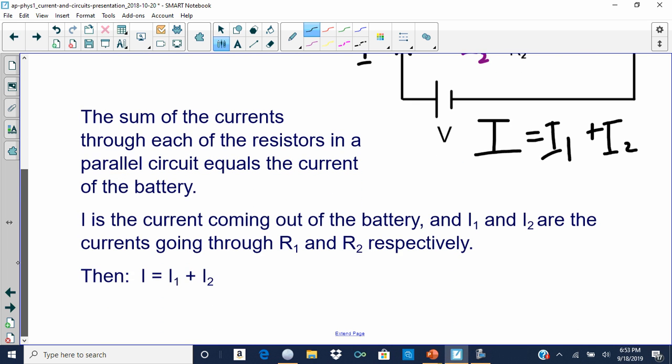I is the current coming out of the battery. I1 and I2 are the currents going through R1 and R2 respectively. And that means that I is equal to I1 plus I2.